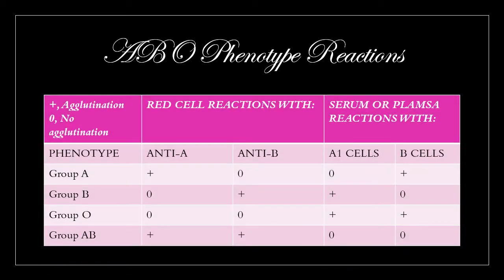Okay, ABO phenotype reactions. All right, so phenotype group A, that person has in the forward type anti-A, anti-B, that person gives a positive with the anti-A. In the reverse type, the person gives a positive with the B cells. Remember, it's always going to be the opposite of what you had initially. So this is the forward type. This one is the reverse type.